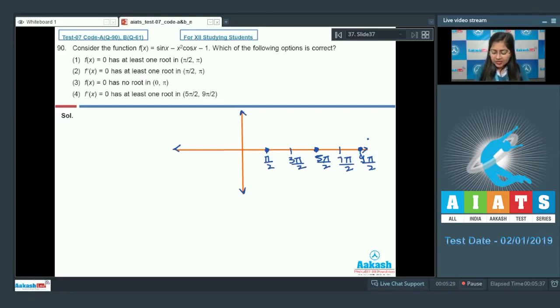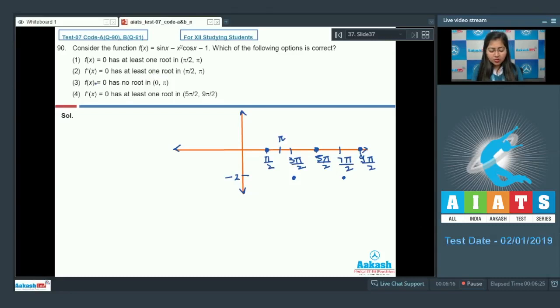And at x equal to 3 pi by 2, we can see that the value will be minus 1 minus 1, that is minus 2. So, the value at 3 pi by 2 and 7 pi by 2 is minus 2, right? So, the graph of the function is something like this, where we have plotted some points. Now, first option says that f(x) equal to 0 has at least one root in pi by 2 to pi. Now, between pi by 2 to pi, we don't see any root, right? So, this option is not correct.